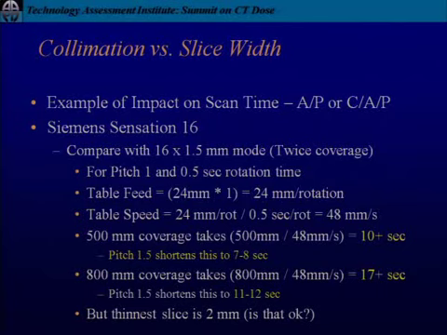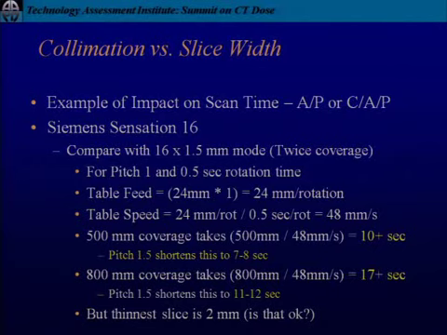I haven't talked about the MAS constraints at all, but it's still in play here. I'm just talking about time. If you wanted to do chest, abdomen, pelvis, 800 millimeter coverage, 17 seconds when you did pitch 1, you could get it under 15 seconds if you went to pitch 1.5. But again, you've given up the 1 millimeters. The 2 is the thinnest you can get.